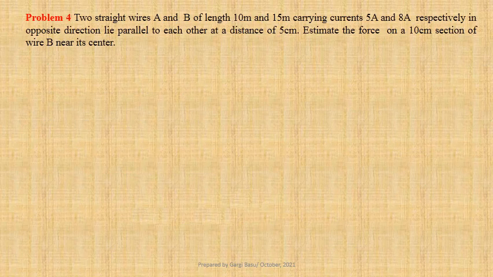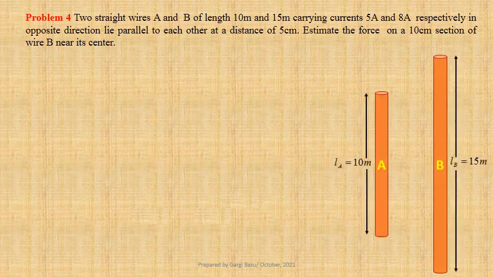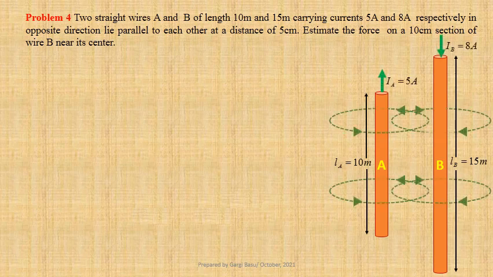Two straight wires A and B of length 10 meters and 15 meters carrying currents 5 ampere and 8 ampere respectively in opposite direction lie parallel to each other at a distance of 5 centimeters. We have to estimate the force on a 10 centimeter section of wire B near its center. Let us first write down the given data.